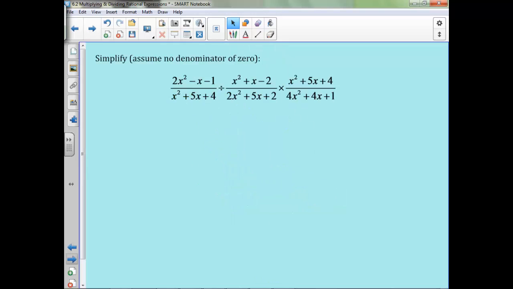Alright, this one looks intimidating, but it's very similar. We just have to start by changing this division to multiplication. So let's just start by rewriting it and changing it.